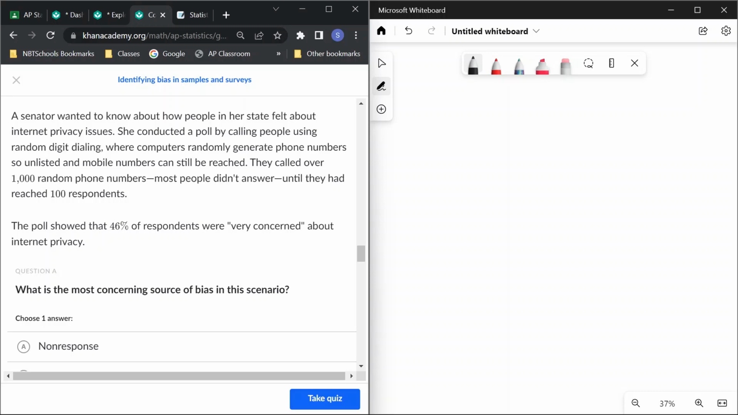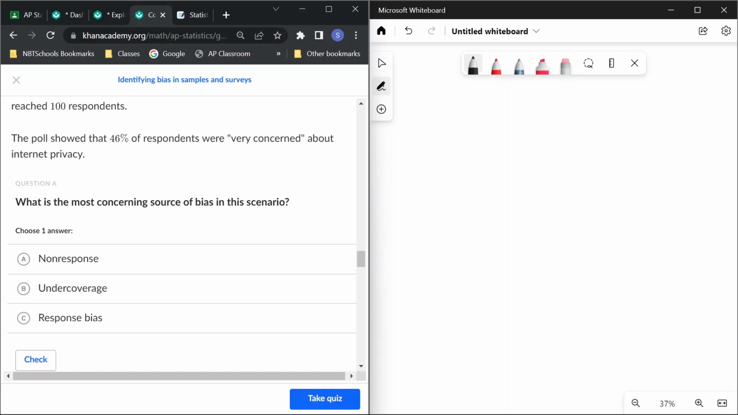She conducted a poll by calling people using random digit dialing, where computers randomly generate phone numbers so unlisted and mobile numbers can still be reached, which is better, so that takes care of undercoverage. They called over 1,000 random phone numbers. Most people didn't answer until they had reached 100 respondents. The poll showed that 46% of respondents were very concerned about internet privacy.